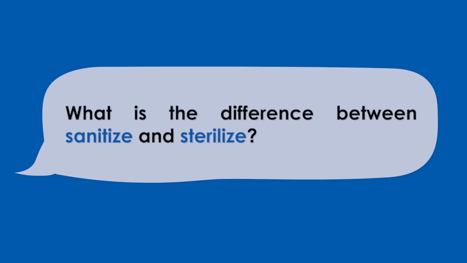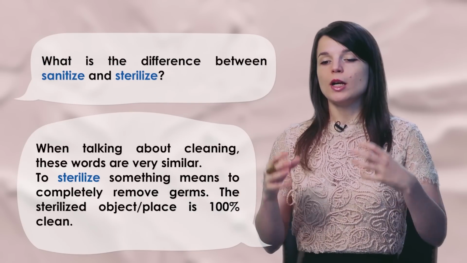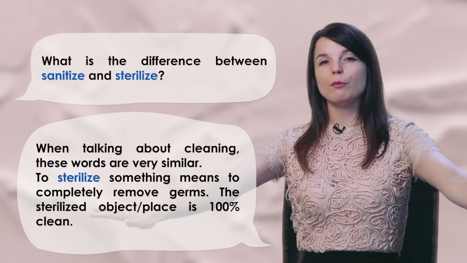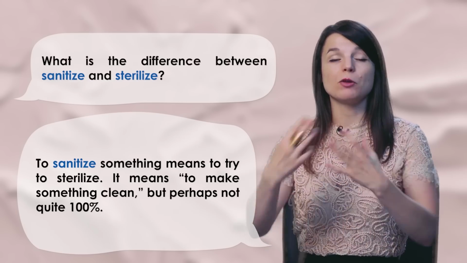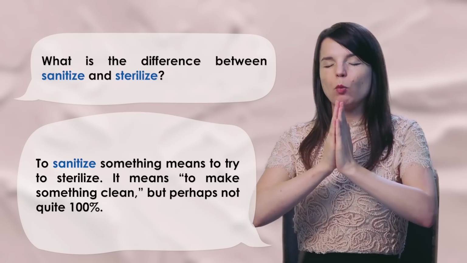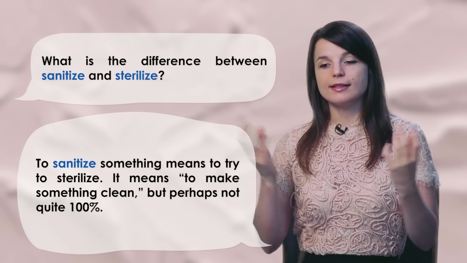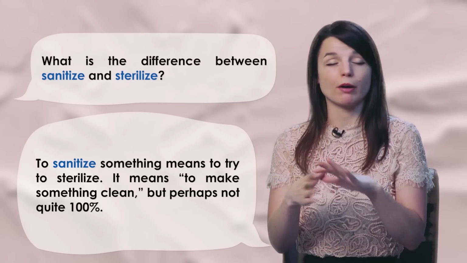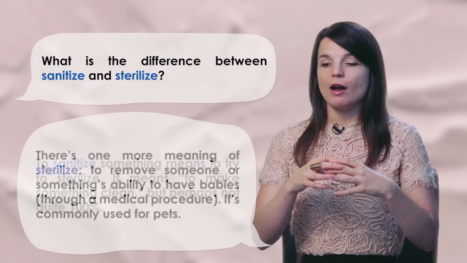Yeah, okay. If you're talking about cleaning, they're very similar. So to sterilize something means to completely remove germs. To sanitize is to try to sterilize, like to make something clean. So imagine sterilize is like 100% clean. There's no bugs, no germs, nothing. Sanitize is like something that should be very close to perfectly clean. Maybe it's not, but something that's sanitized.